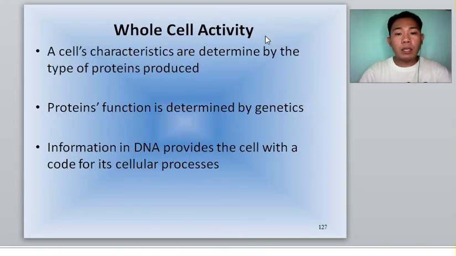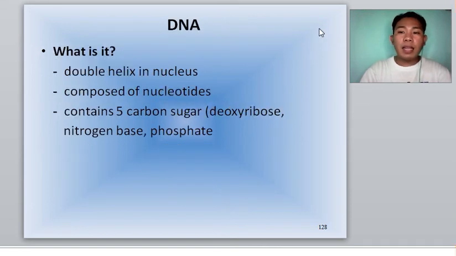After we tackle the basic parts of the cell, let's have a glimpse of the genetic material of the cell. A cell's characteristics are determined by the type of proteins produced. The protein's function is determined by genetics, and information in the DNA provides the cell with a code for its cellular processes. The genetic material of living organisms is in the form of deoxyribonucleic acid, or the DNA.